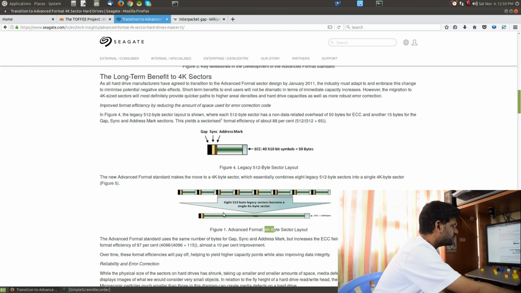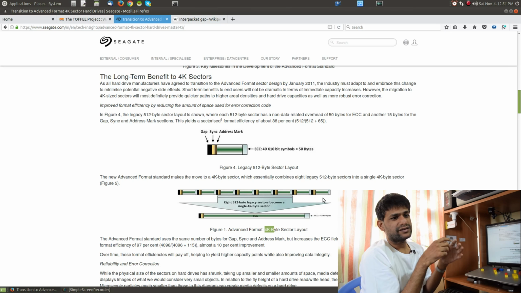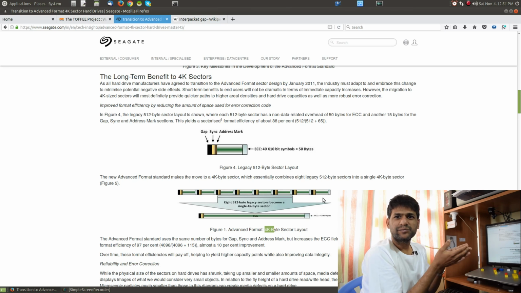So essentially what they are doing is they have translated 1, 2, 3, 4, 5, 6, 7, 8, totally 8 chunks into one large chunk. And this way, as the drive gets better and better, as the storage density increases, at every single transaction they are able to send more bytes in one shot. So this is what essentially is happening.